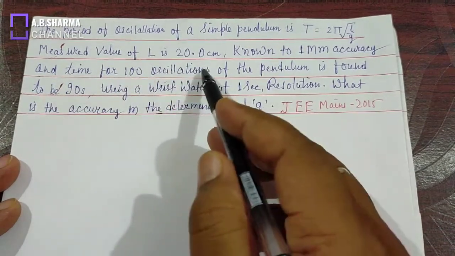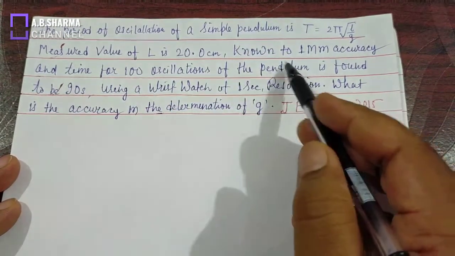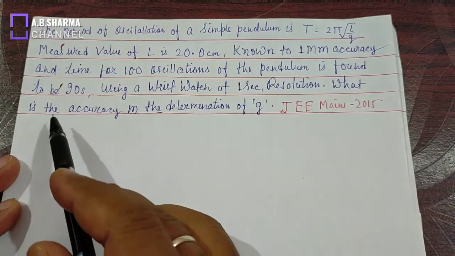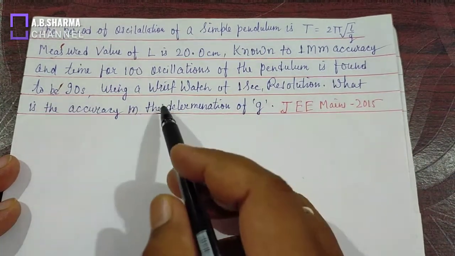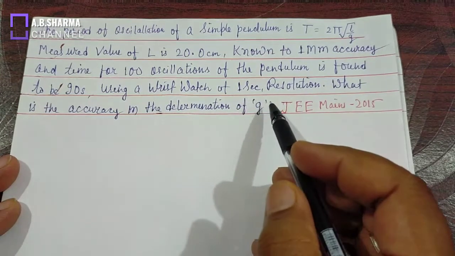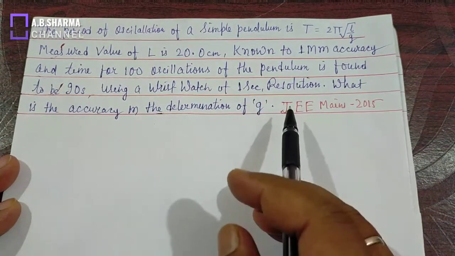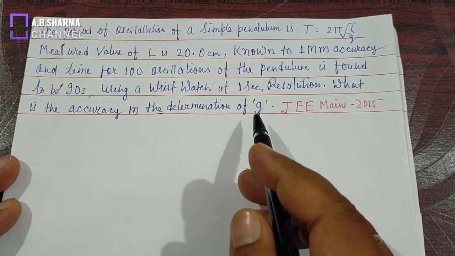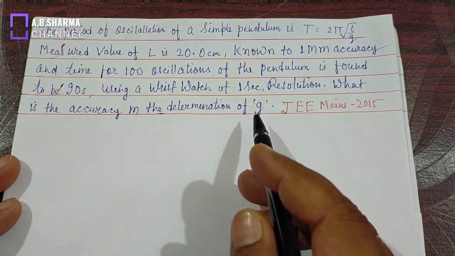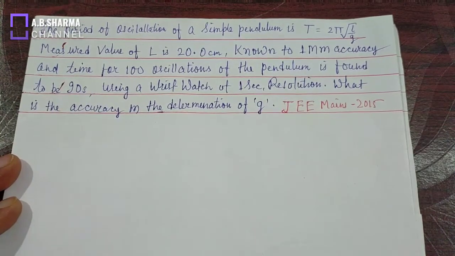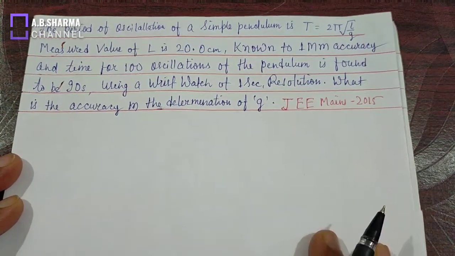Measured value of L is 20 centimeter, known to 1 mm accuracy, and time for 100 oscillations of the pendulum is found to be 90 seconds using a wristwatch of 1 second resolution. What is the accuracy in the determination of acceleration due to gravity, means small g? Now some information is given in the question, so write down some information.